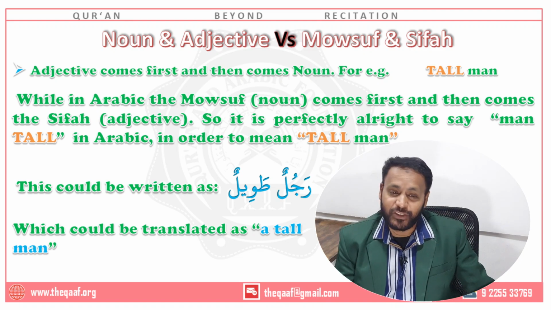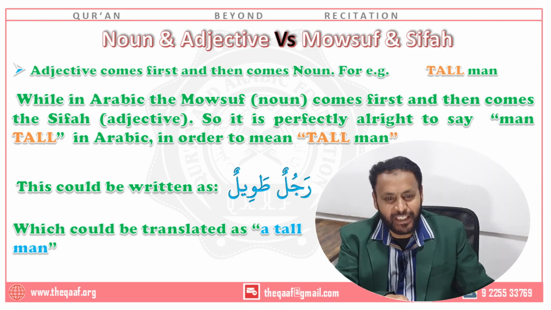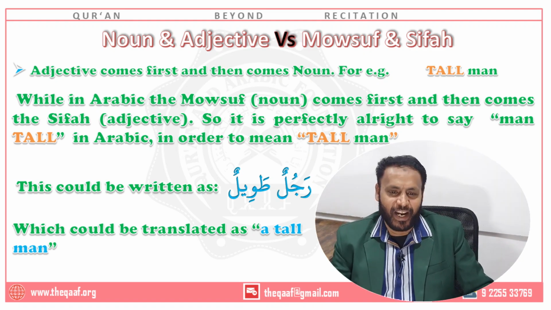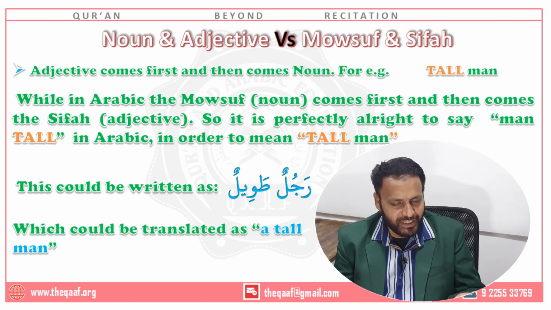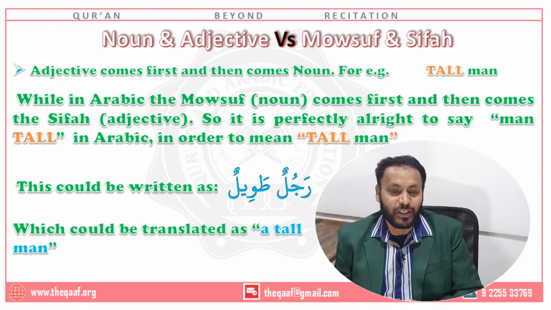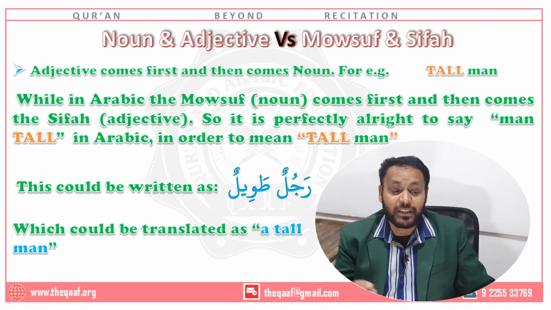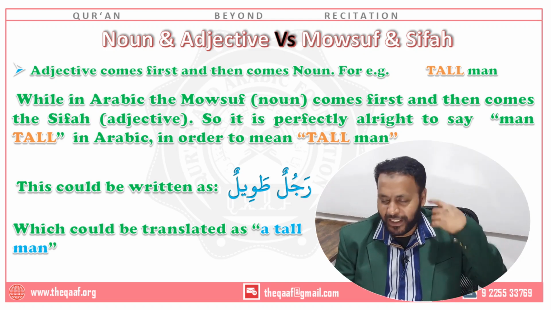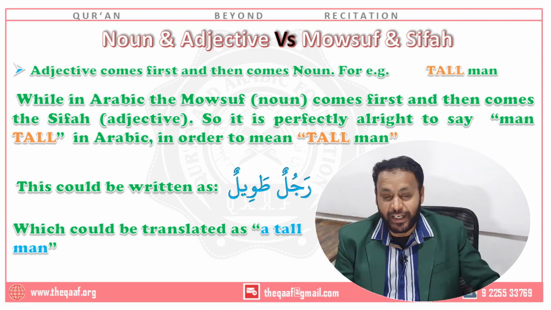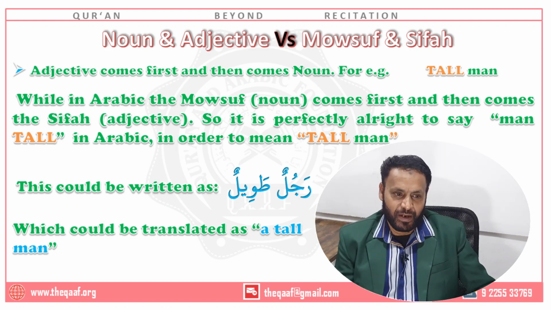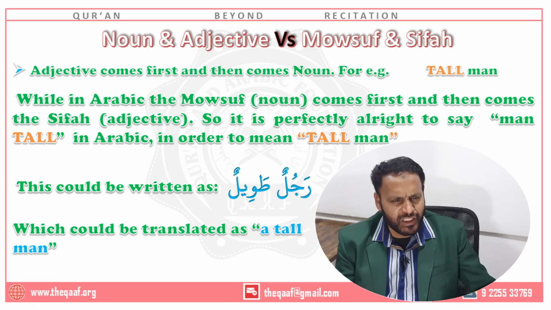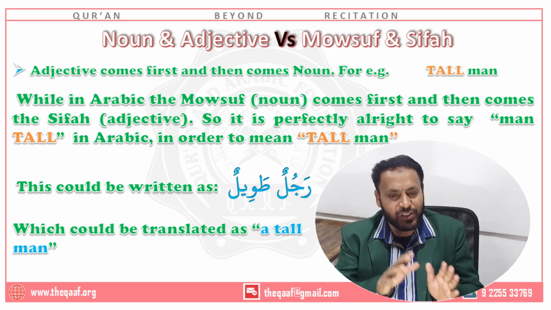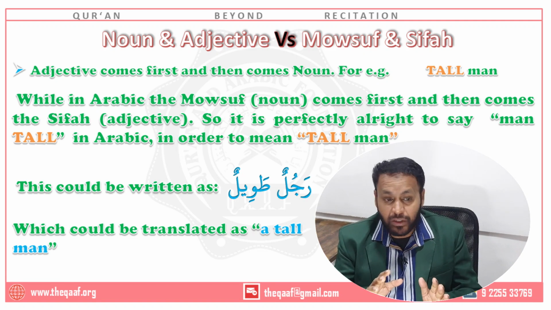Again, Arabic says no. First you tell the thing, what is that thing, then describe it. So in Arabic, the noun comes first and then comes the adjective. Literally speaking, if you want to say tall man, in Arabic it will be written as man tall. But how will you translate it? When we translate in English, we will say tall man. We will not say man tall.